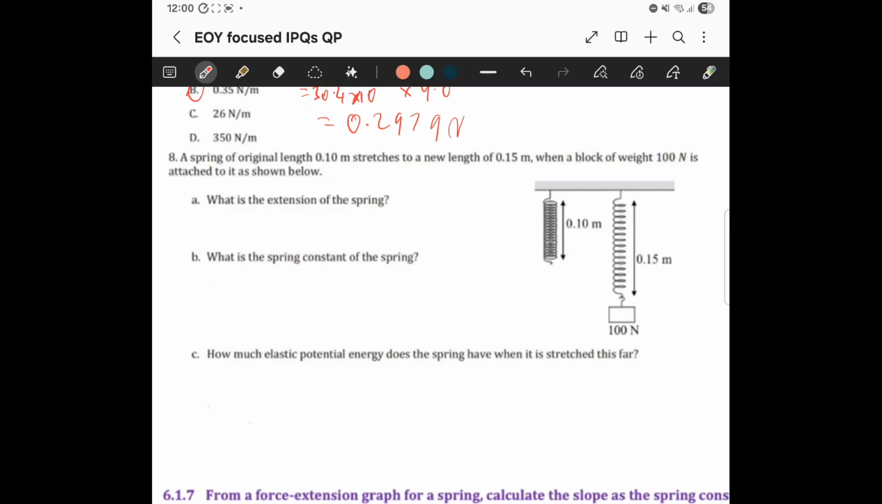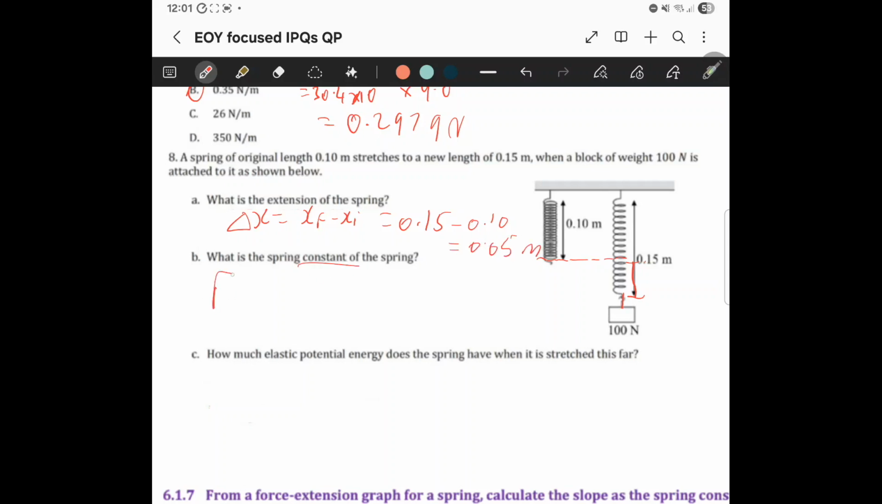is attached. What is the extension of the spring? So we need to find x, the extension of the spring. As you can see, we have a relaxed one, and then we have a stretched one. The displacement, the extension, if you remember, delta x is what we call it, is final minus initial. So that's simply going to be 0.15 minus 0.10, which is 0.05 meters.